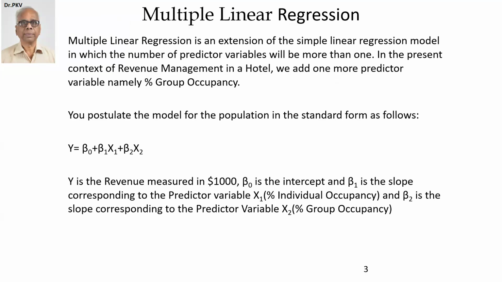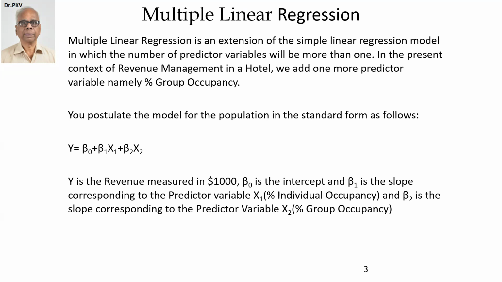What is multiple linear regression? Multiple linear regression is an extension of the simple linear regression when the number of predictor variables on the right-hand side is more than 1. When it is exactly 1, it is simple linear regression. When it is more than 1, it could be 2, 3, 4, 5, any number. When the predictor variables are more than 1, it's called multiple linear regression.